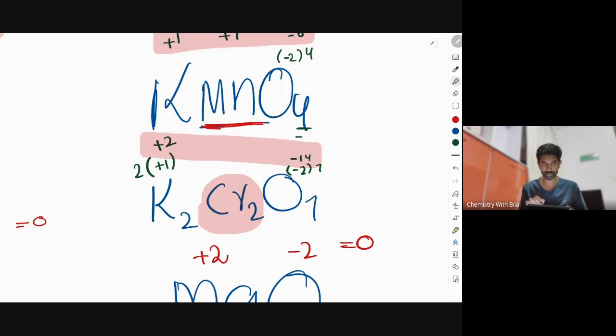एक का +1 है, 2 का +2 हो गया. पोटेशियम की बात कर रहा हूं. ऑक्सीजन 1 is -2, 7 is -14. So 1 chromium has to be +6. होना चाहिए +6. Yes or no?